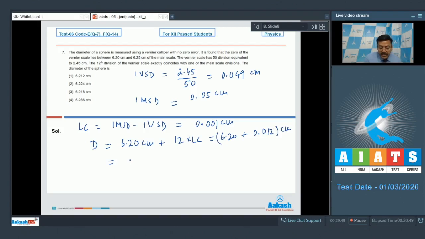And if we do the addition, this is coming out to be 6.212 centimeter. And if we look at the options, we can see that it is matching with option 1. So for question 7, option 1 is correct. Let's go to the next question now.